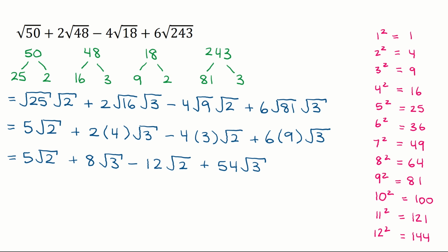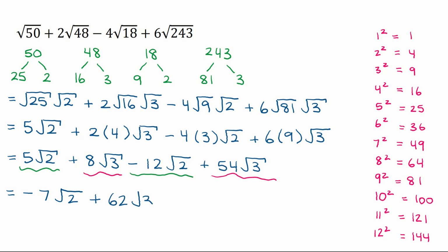Now we can simplify it by combining like terms. So we have 5 root 2 minus 12 root 2. What that will work out to is negative 7 root 2. And we have 8 root 3 plus 54 root 3. And that will work out to 62 root 3. So we're going to add that as well. And that is our final answer there.